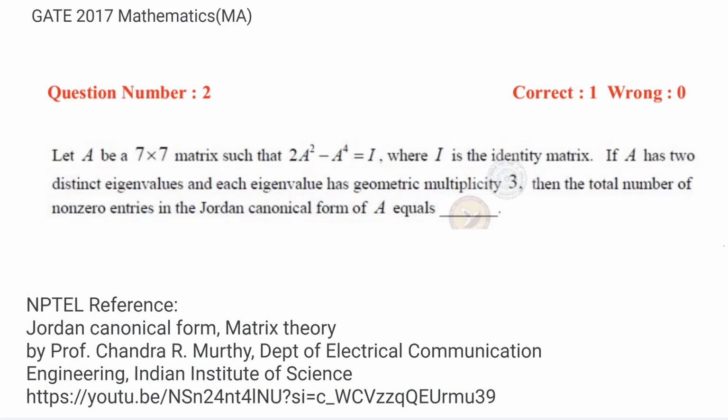So it is given only the condition that A is a 7 cross 7 matrix satisfying this equation, and A has two distinct eigenvalues and each eigenvalue has geometric multiplicity 3. This is our hypothesis. Then it is asked that the number of non-zero entries in the Jordan canonical form of A. So it is asked to write the Jordan canonical form corresponding to this matrix A, and then we have to count the number of non-zero entries in that matrix.